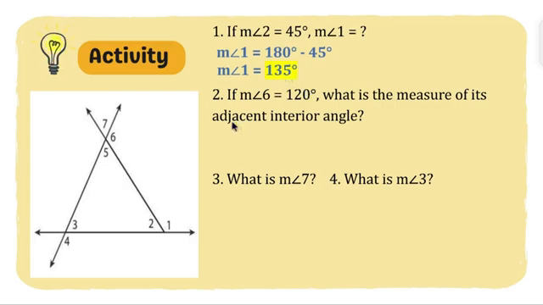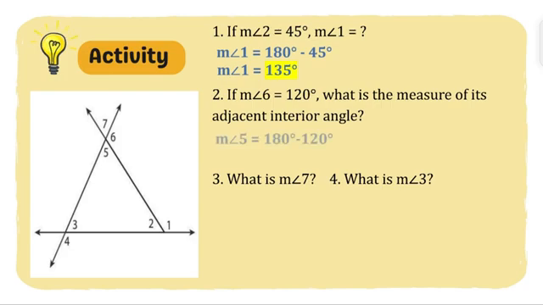Now, for number 2, if the measurement of angle 6 is 120, this angle, here. Now, what is the measure of its adjacent interior angle? The first question here is, which of 7 and 5 is its adjacent interior angle? Okay, correct. It should be angle 5 because angle 5 is inside our polygon, which is a triangle. Angle 7, this is not an interior angle.